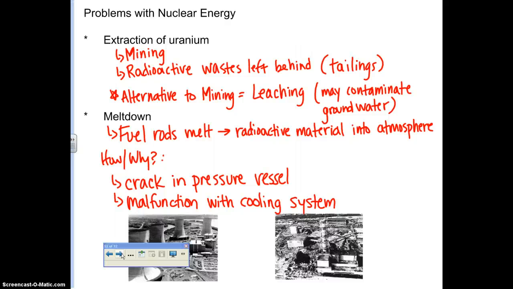Also, another problem with nuclear energy is radioactive waste that is left behind. These are called tailings. Something else that might be a problem is if the nuclear power plant goes into meltdown. Well, meltdown is literally when the fuel rods melt. When the fuel rods melt, that means that radioactive material is now released into the atmosphere.